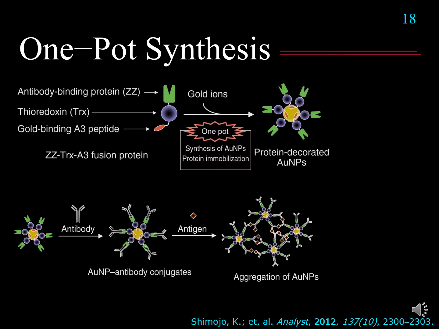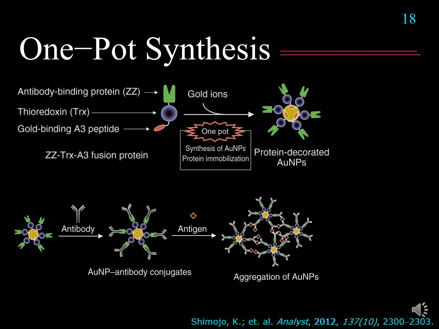In this study, they use this kind of thing. They're composed of 3 units. The top one is the antibody binding proteins, and then we have thioredoxin in the center, and then we have the gold binding proteins at the very end, here is a peptide that specifically binds with the gold.